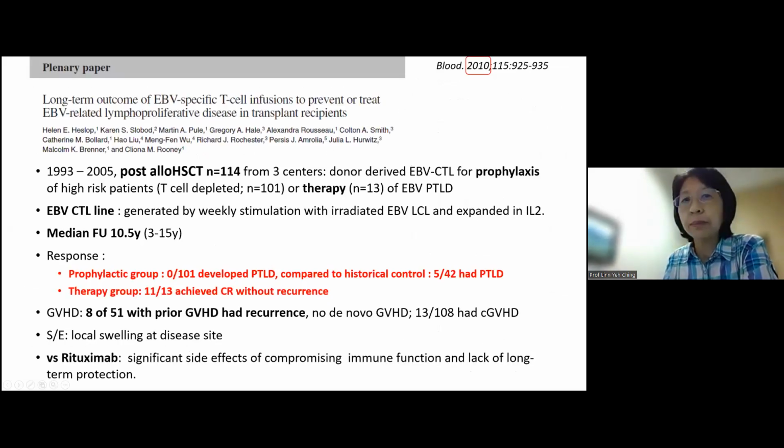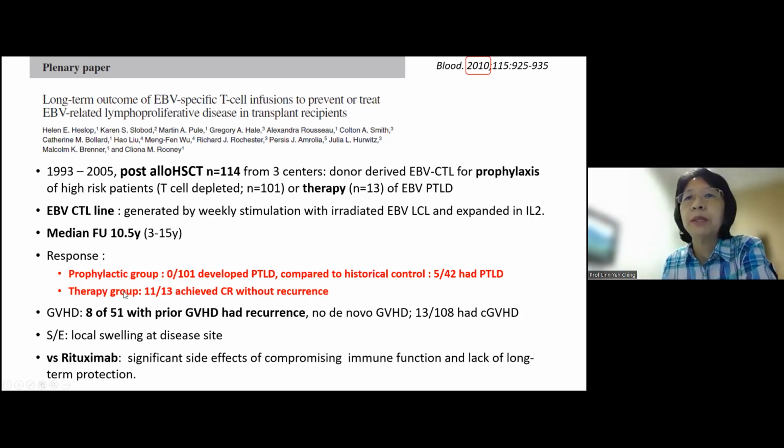This is from the same Baylor group years later in 2010, with long-term follow-up of a large number of post-allo transplant patients given donor-derived EBV T cells. For prevention of PTLD, none of the 101 patients developed PTLD, which is to be compared with historical control where 5 out of 42 developed PTLD.